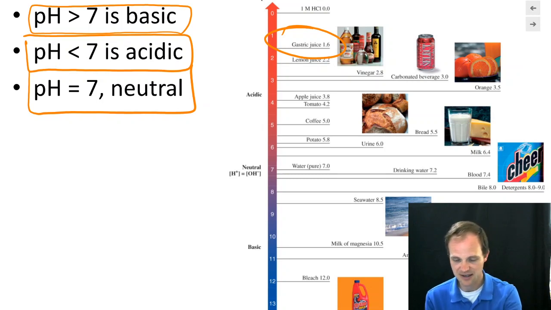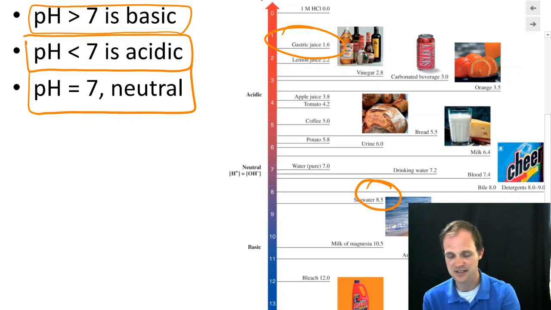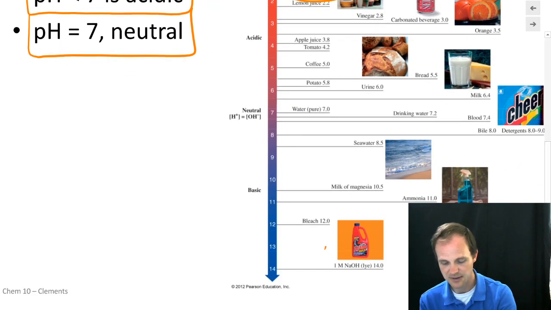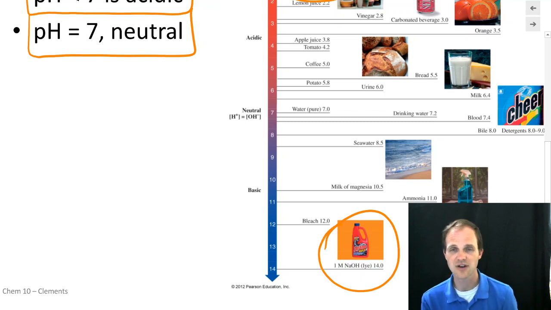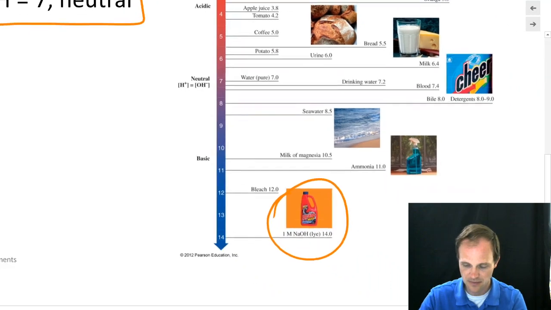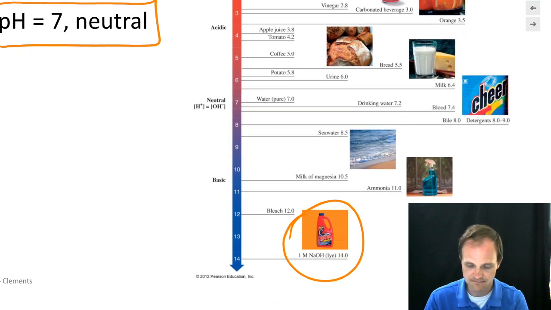On the basic side, you're going to find that seawater is actually slightly basic due to some of the dissolved solids in it. Ammonia that you might use for window cleaner is also slightly basic. And way down here at the bottom of the scale is Drano, which is sodium hydroxide. Very, very basic, has a pH of 14. Greater than 7 means it's basic. Less than 7 means it's acidic. All right. So that is our foray into the calculations for acids and bases.